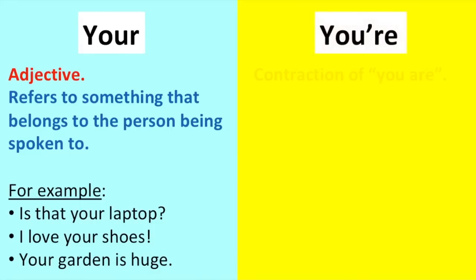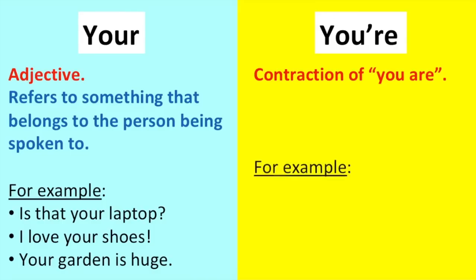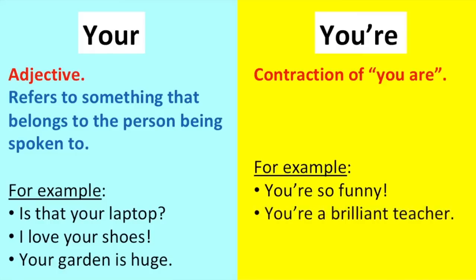You're. This is a contraction of you are. For example, you're so funny. Here, the sentence would still make sense if we said you are so funny. However, we've shortened the words you are to you're. Another example is, you're a brilliant teacher. Call me when you're free.